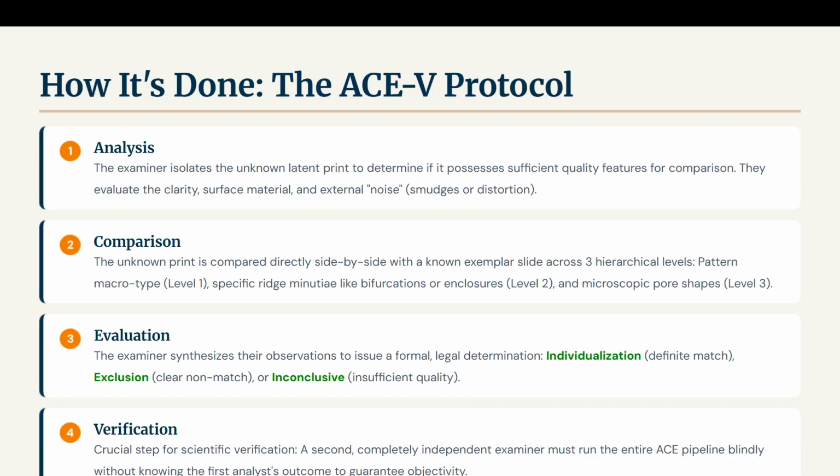So, how do you go from a faint smudge to a definitive match? Analysts follow a four-step pipeline called the ACE-V protocol. A stands for analysis, checking if the crime scene print is clear enough to use. C is for comparison, putting it side by side with the suspect's print to look at the tiny details. E is evaluation, making the call if it's a match, an exclusion, or inconclusive. Finally, V is verification. A second examiner runs the entire process again completely blind. This human double check is what keeps the conclusion objective.